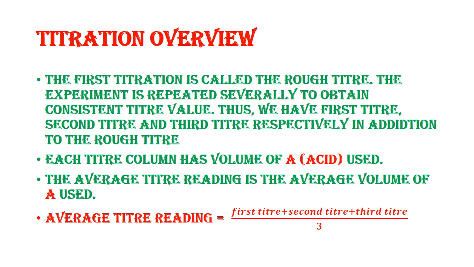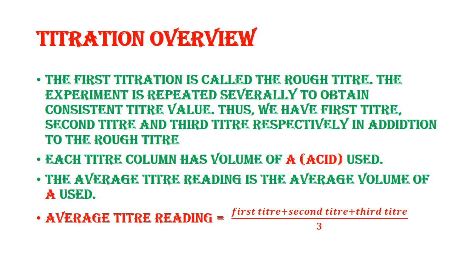Still on the titration overview, what you have to know about titration: the first titration is called the rough titer. You don't really know the volume of the acid that will react with that 25 centimeter cube of base, so there's a tendency to keep pouring carelessly. Once the color changes, because you don't know the point where it changes, you may have poured more acid into the container even after the color changes. That's why we call it the rough titer, because it is not accurate enough.